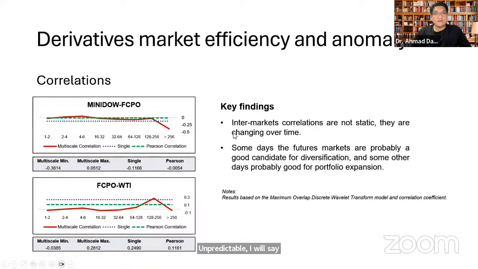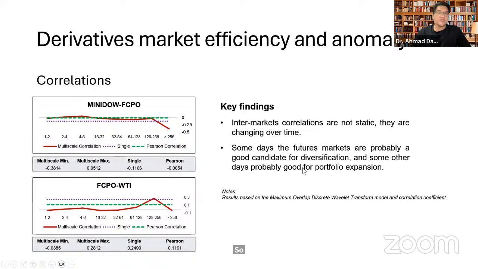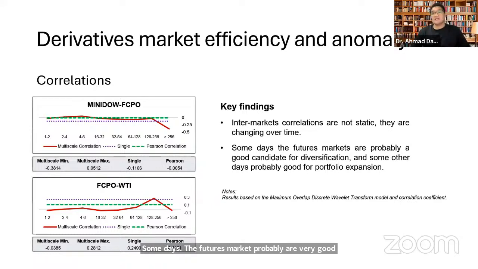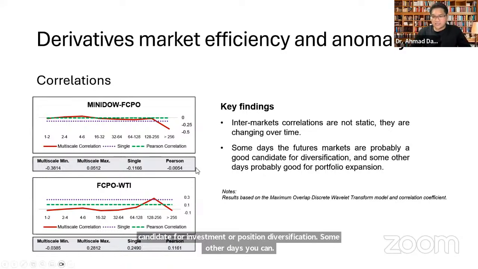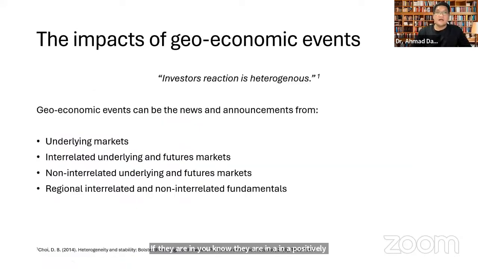So our findings, our conclusion: intermarket correlations are not constant, they are not fixed, they're always changing, short term and long term. So some days the futures market is probably a very good candidate for investment or position diversification. Some other days, if they are positively correlated, you can add up your position. All right.